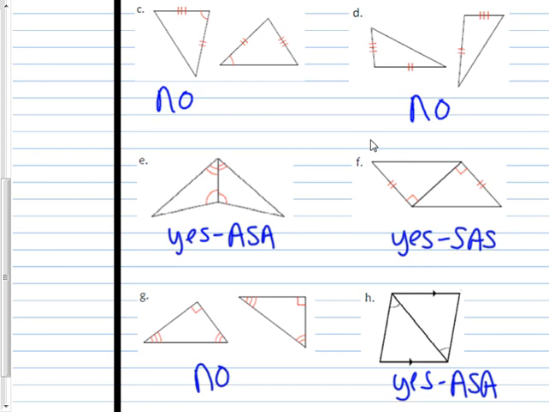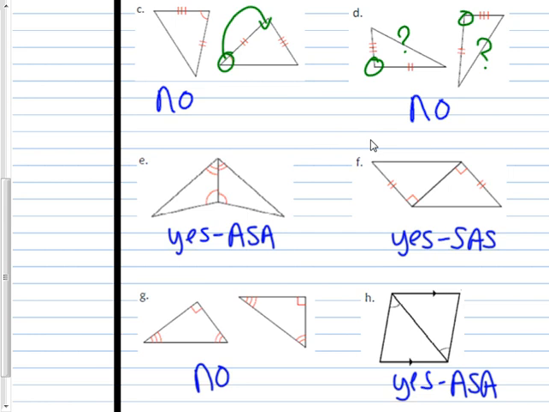Letter C is no, because on the left triangle, although we have a side angle side, on the right triangle, the included angle is not included. It would need to be at this angle. This angle would need to be congruent in order to be side angle side, and it's not. So letter C is no. Letter D is also no. All we have is two sides. We have no way of determining if this angle is congruent to that angle or if this side is congruent to that side. So the answer for letter D is no as well.